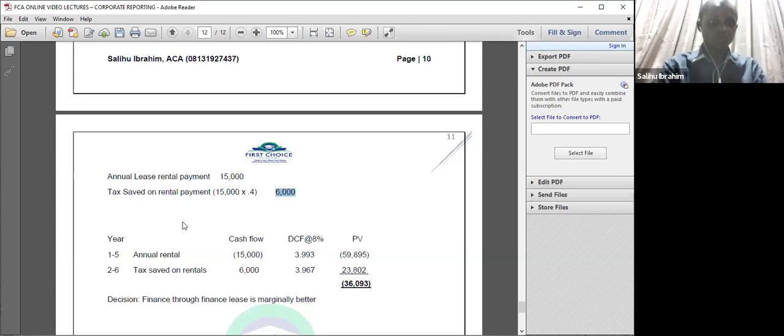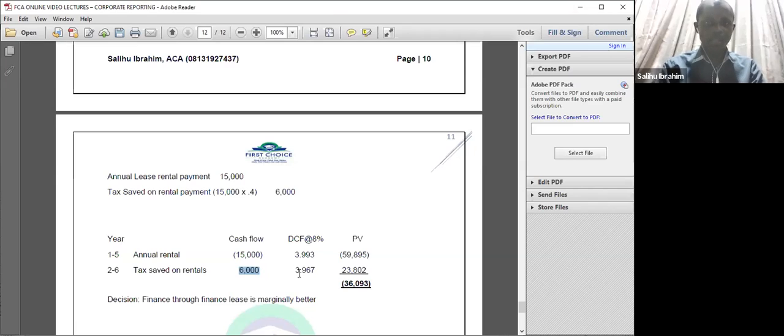So I will say year 1 to 5, we have the cash flow, annual lease rental, 15,000. Discount factor at 8%, 3.993. This is the present value of the amount you are going to pay. Then what about the savings? As you are paying it, your tax is reducing. I'm enjoying 6,000 reduction in the tax I'm going to pay, because the lease rental reduces my taxable profit. So I will save the tax from year 2 to 6, because tax is paid a year in arrear.